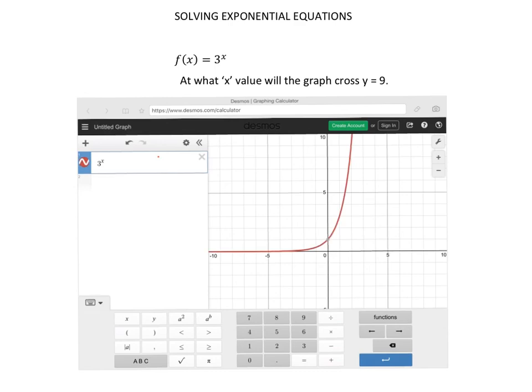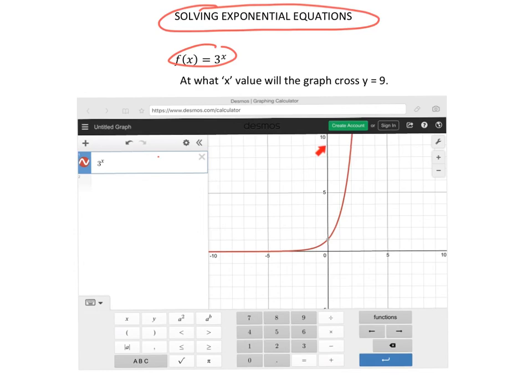So here we have 3 to the x, and in this second part of the video, we're going to solve exponential equations. So what does solving mean? Solving means when two things come together or two things intersect. Here is the 3 to the x graph, this red one over here. And I want to know when the graph will cross y equals 9. So where's y equals 9? I see 10. Oh, this is 9. So over here, this is the number 9.